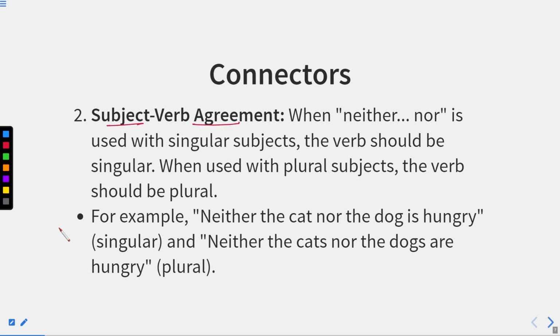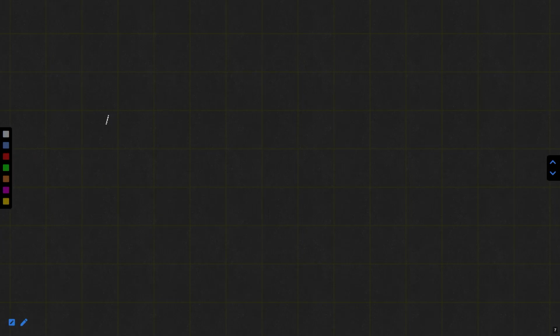Subject verb agreement. Now this one is very, very important. Whenever we use neither nor, this rule of subject verb agreement is applicable in all three correlative conjunctions, that is, not only but also, either or, and neither nor. Same rule is applicable in all these three pairs. Neither nor, after neither we have option 1, after nor we have option 2. Maybe here we have subject 1 and here we have subject 2.